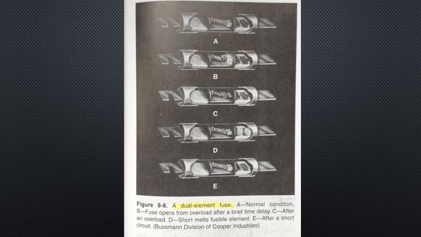Dual element fuses have two elements arranged in series. One element is similar to the element in a single element fuse and performs the same function. The other element is designed to allow for low-level overloads of about 5 times the ampere rating for over 10 seconds. This type of fuse is particularly useful in protecting a circuit where temporary surges are normal. A dual element fuse is shown in figure 8-8, shown on the screen now. These fuses are marked with a D.